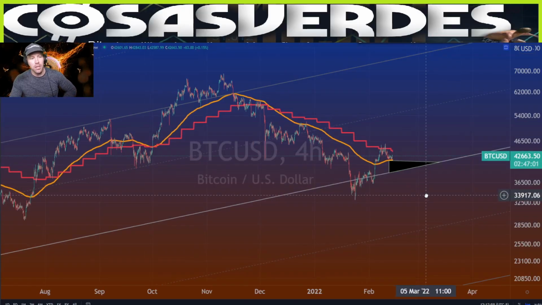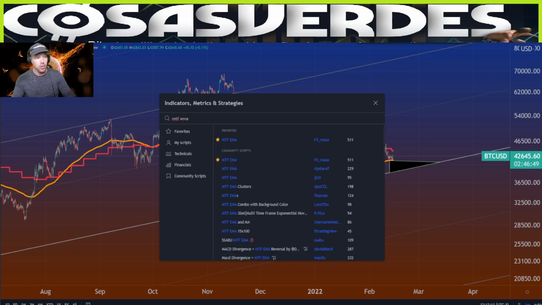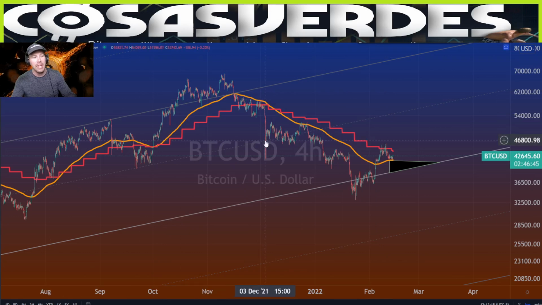It doesn't matter what time frame you're on. However, what you're going to want to do is type in MTF EMA. See where my cursor is? MTF EMA, and you're going to want to click it twice. And once you start looking this up, you might star it so that it's on your list, for future reference. But you're going to need two of those lines.